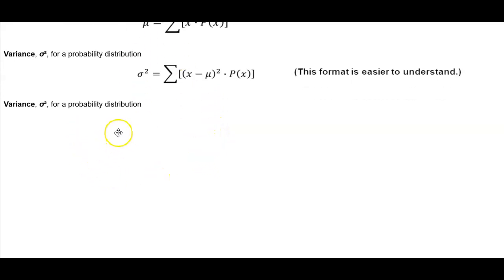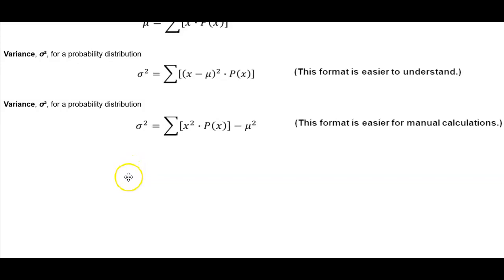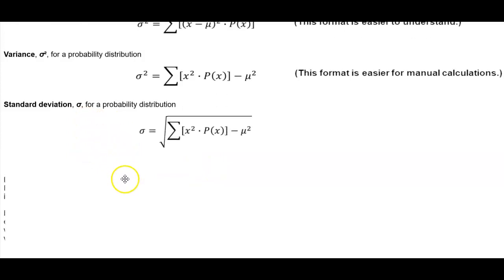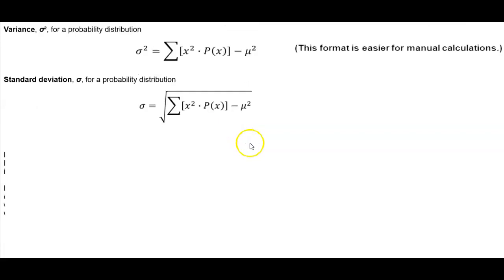Now, for the other variance for the probability distribution, we have the variance, which is equal to the sum of the data value squared times the probability of that data value minus the population mean squared. Now, this format is easier for manual calculations. Then we have the standard deviation for a probability distribution, which is sigma. Sigma is taking the square root of the variance, so it would be the square root of the sum of the data value squared times the probability of the data value minus the population mean squared.